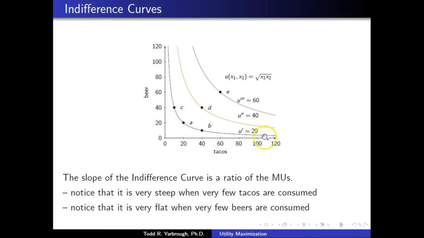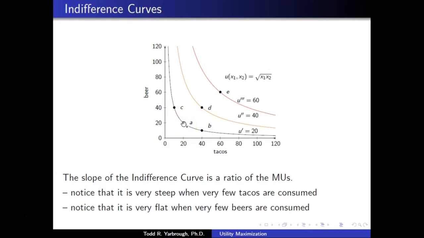Now, down here, it's the exact opposite. If I'm consuming a lot of tacos, I'm willing to give up a lot of tacos just to get a little bit more beer. And notice that this is all about staying on the same indifference curve. So this tells me my willingness to substitute between beer and tacos. It's essentially what the slope of my indifference curve is. It's my willingness to substitute tacos for beer. And so when I have a lot of beer, I'm willing to give up a lot of beer to get just a few tacos. When I have a lot of tacos, I'm willing to give up a lot of tacos to get just a little bit of beer. And then, of course, if I'm consuming somewhere in the middle, my willingness to trade off is essentially equivalent.